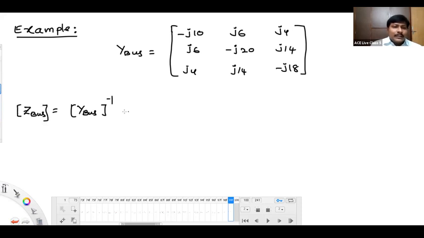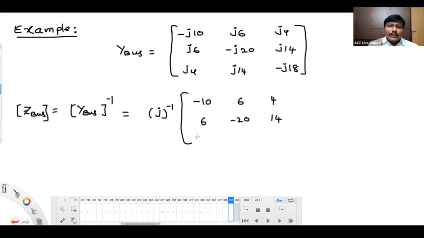Zbus is equal to Ybus inverse. So take up the same matrix and find the inverse. You can take that j out and write j inverse first, and then multiply by the matrix: minus 10, 6, 4; 6, minus 20, 14; 4, 14, minus 18, inverse. Yeah, you try to find the inverse of this one.